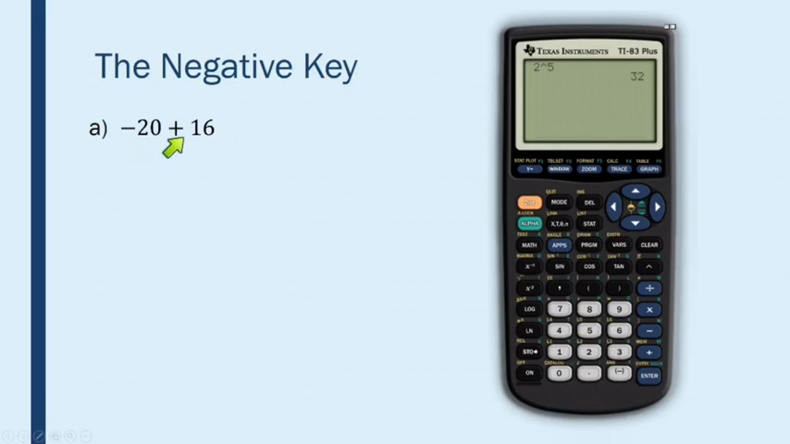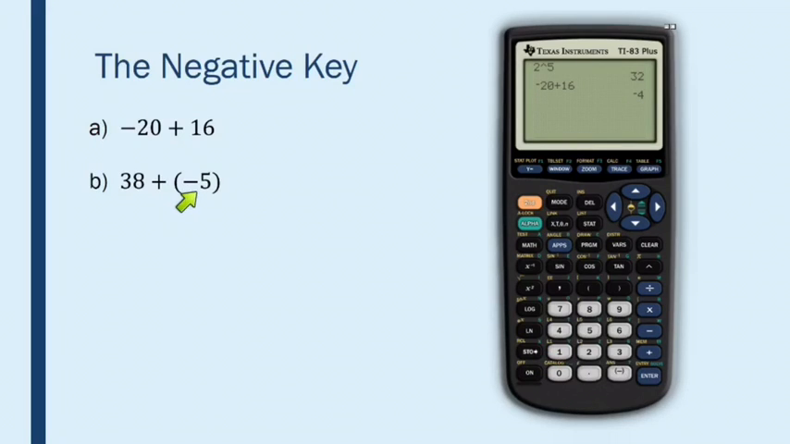Now if we want to add negative 20 plus 16, you might be tempted at first to use this minus sign because the minus sign does look like the negative sign, but a calculator doesn't understand it that way. So all calculators have their own negative key that is separate from the minus key. And on the TI calculator, the negative key is on the bottom row next to the enter button, and it's in parentheses. So to enter negative 20 plus 16, we'll need to press negative 20 and then plus 16. And you can see that we got negative 4.